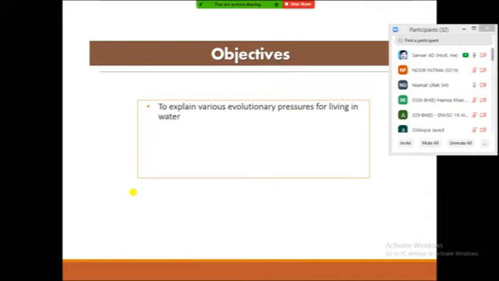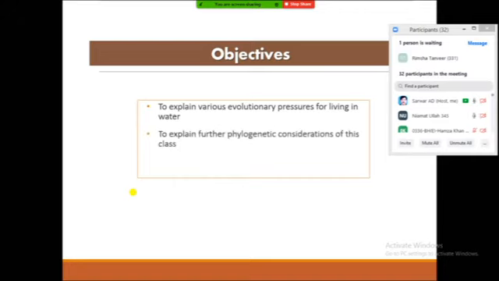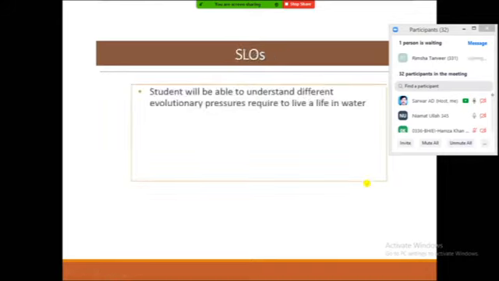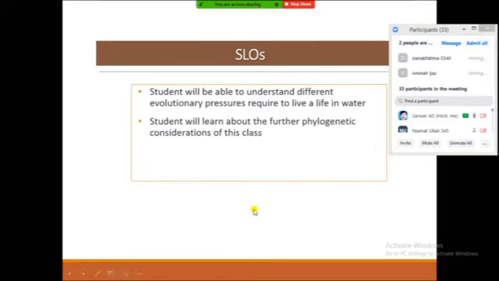Next, these are the objectives of the week: to explain various evolutionary pressures for living in water, to explain further phylogenetic considerations of this class, and this class means the class Pisces, or the fishes. To study a few representative groups of the class fishes. This will be the experimental question. Here are the SLOs. SLOs are what students will learn at the end of this week.